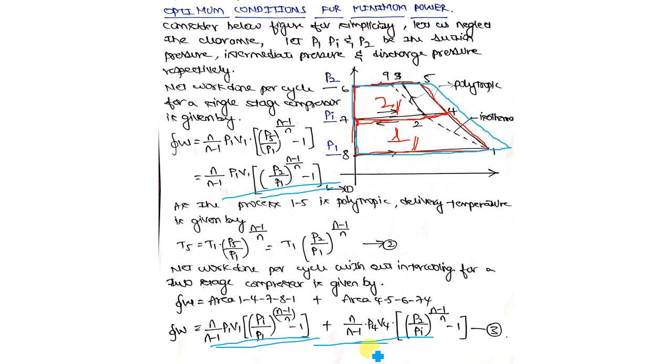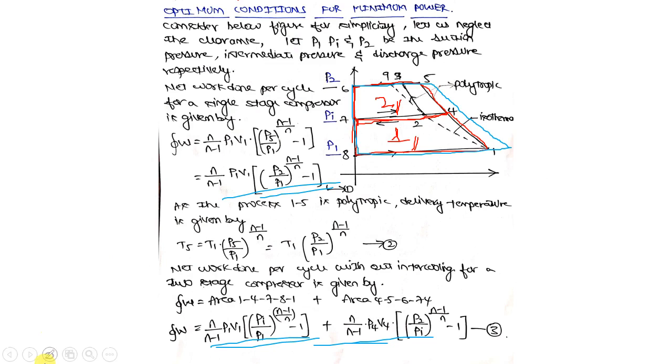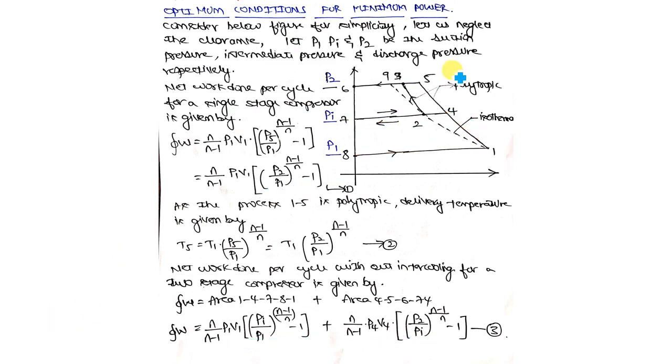Next, network done per cycle with perfect intercooling is given by. See, when does a perfect intercooling happen? This is very important to understand. See, from process 1 to 4, no doubt it will take place in a polytropic way, which is this one. Okay, so this is your polytropic way. And 4 to 5 can take place in a polytropic way or in an isothermal way. Okay, if it takes place in a polytropic way, it will trace the same curve.